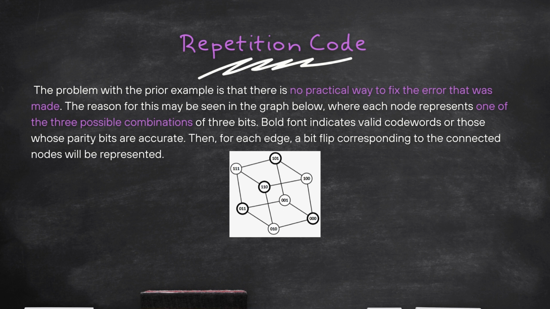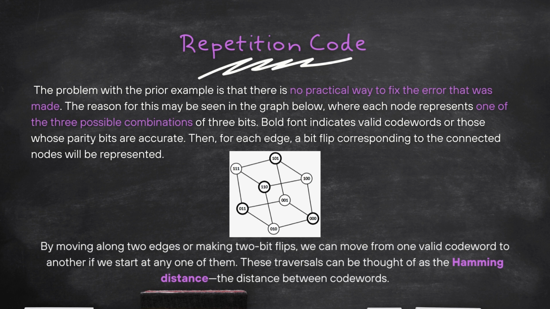So the problem with the prior example is that there is no practical way to fix the error that was made. The reason for this may be seen in the graph below, where each node represents one of the 3 possible combinations of 3 bits. Bold font indicates valid code words or those whose parity bits are accurate. Then, for each edge, a bit flip corresponding to the connected nodes will be represented. By moving along 2 edges or making 2 bit flips, we can move from one valid code word to another if we start at any one of them. These traversals can be thought of as the Hamming distance, which is the distance between code words.